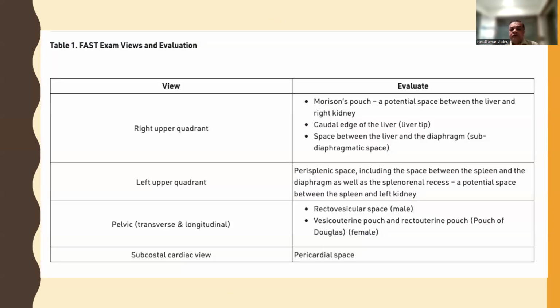So in right upper quadrant view, what do we evaluate? We evaluate Morrison's pouch, that is a potential space between liver and right kidney, where you will find the blood. Caudal edge of the liver or the liver tip, and space between liver and the diaphragm. These are the areas where blood can collect, and we are examining those areas. In left upper quadrant view, we examine the perisplenic space, including the space between spleen and the diaphragm as well as the splenorenal recess. There is a potential space between spleen and the kidney. In pelvic view, there are two views, transverse and longitudinal. We assess the rectovesical space in the male, and vesico-uterine pouch and retrouterine pouch, that is pouch of Douglas, in female. In subcostal cardiac view, we look for the pericardial space, and we look for hemopericardium.